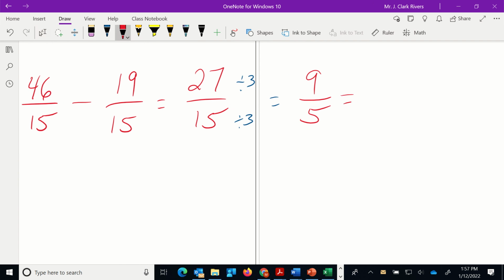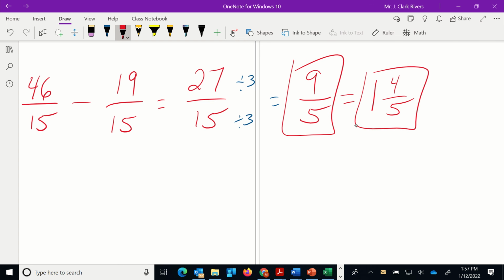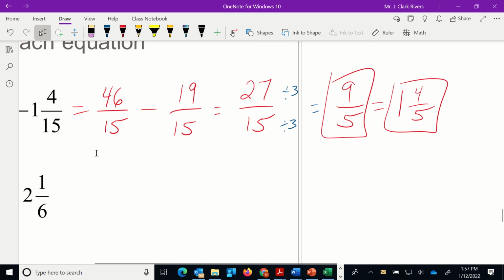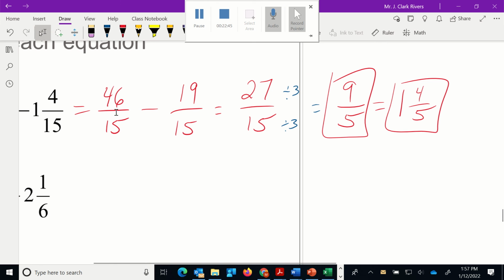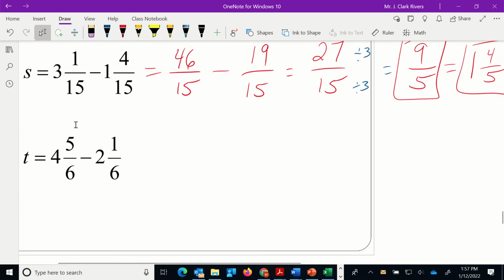But let's go ahead and convert this to a mixed number. How many groups of 5 are there in 9? 1 group of 5. How many is left over? 4/5. So that's 1 4/5. Or you might have said 9/5. Either way. Questions on that one? Yes, Kyle? Oh, yeah. Okay. Let's take a look at this next one.